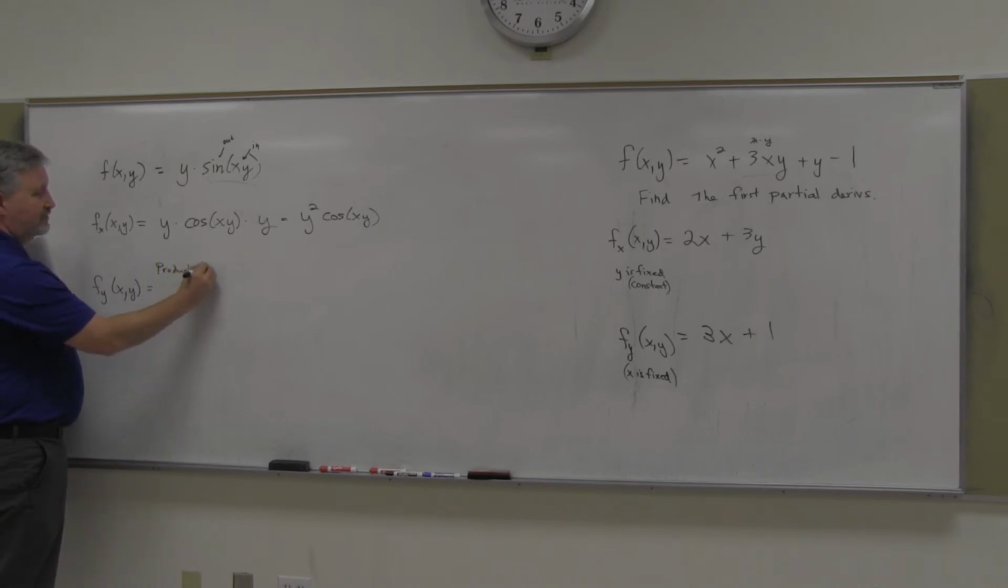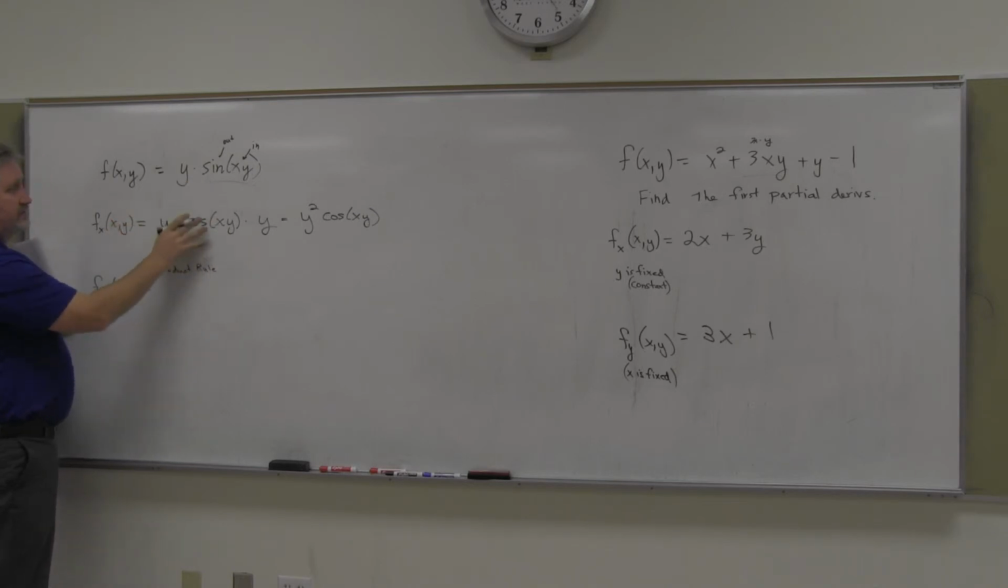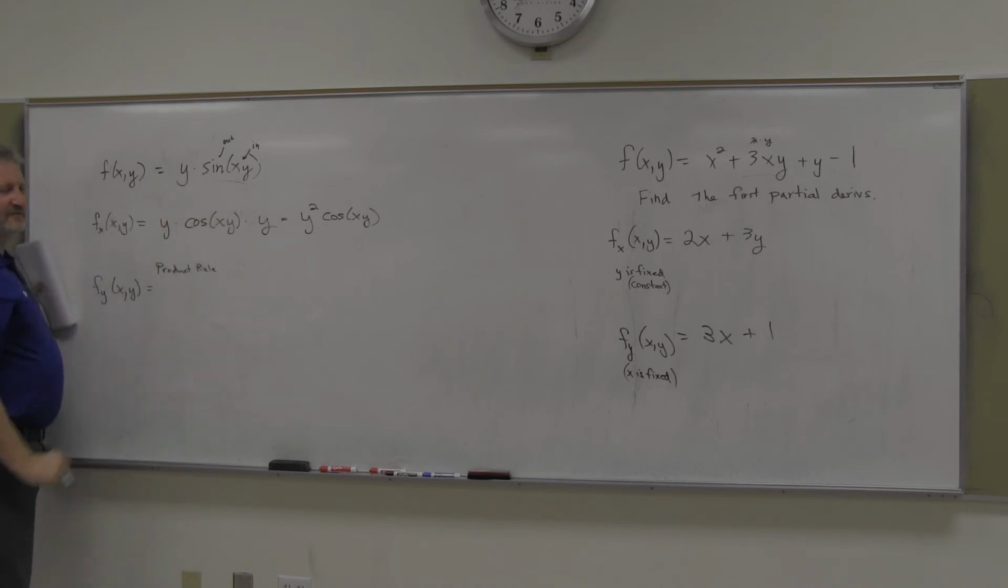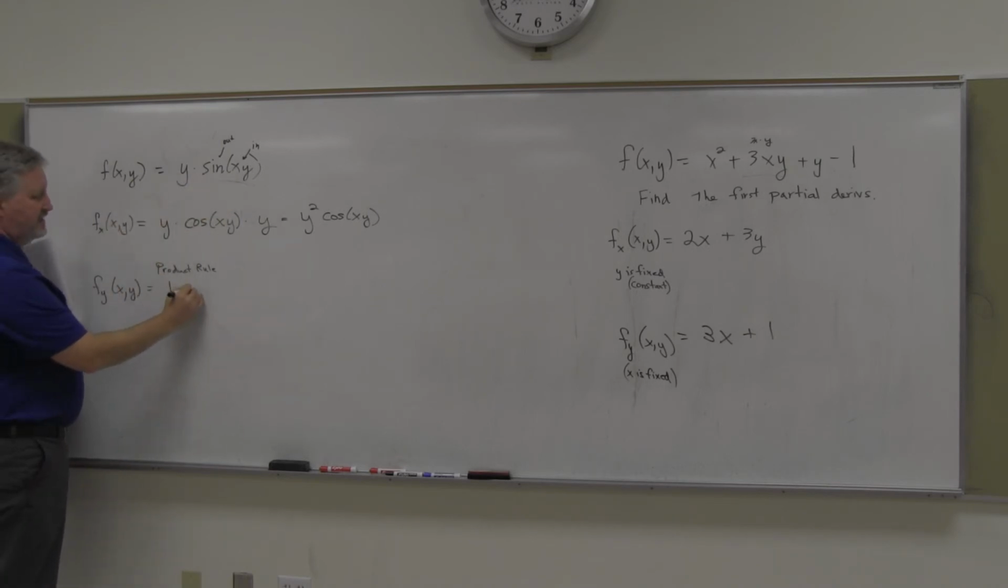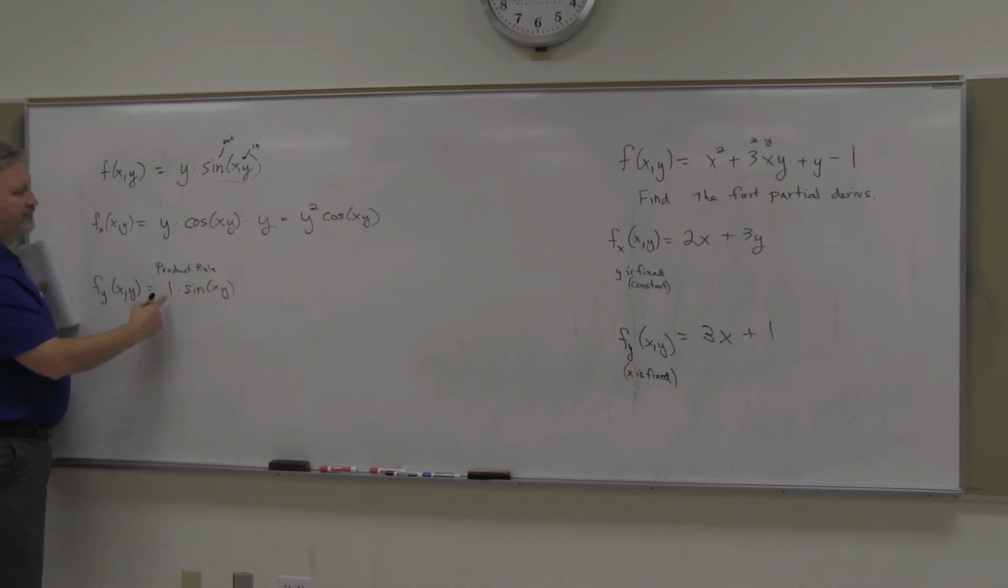I didn't have to use product rule here because when I was doing it with respect to x, this didn't have an x in it. So that was just a number. It's like a 5 there. But with respect to y, I've got to use product rule. So it would be 1 times sine xy. That's the derivative with respect to y there.